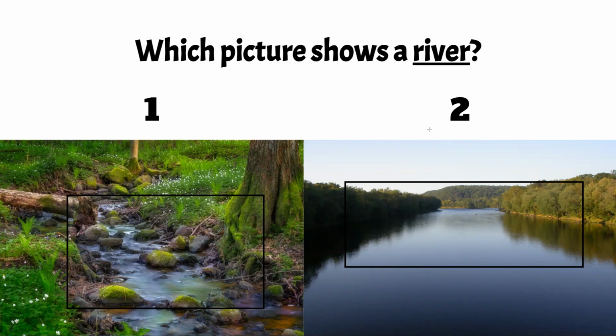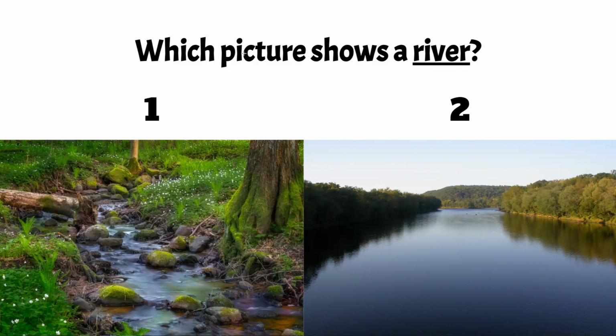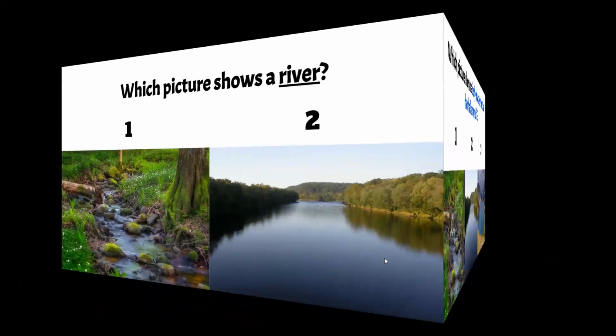So what do you think? Which one shows a river? And we have to know the river is a large body of water. So the picture that shows a large body of water is number 2, and it is a river. Okay, this is a river, as you can see. Both have flowing water because they can move it from one place to another. And you have to know something, that streams can flow their water in a river, okay?